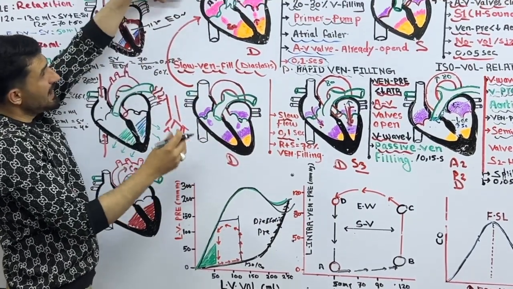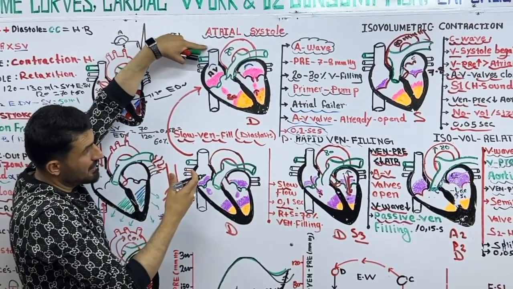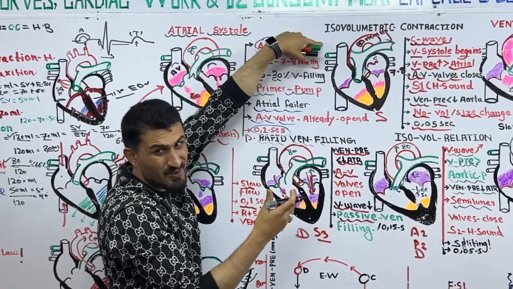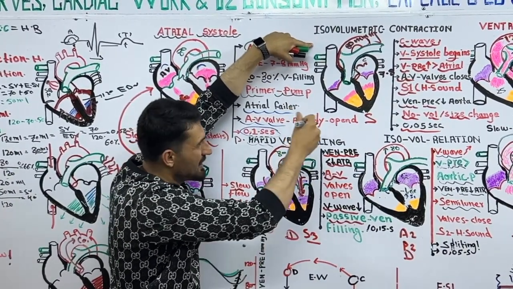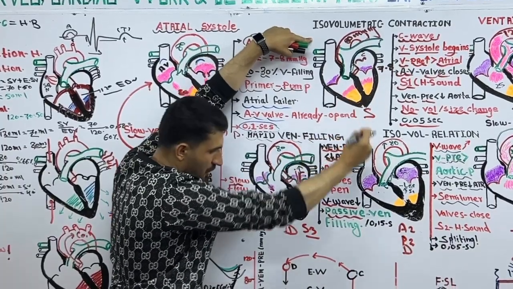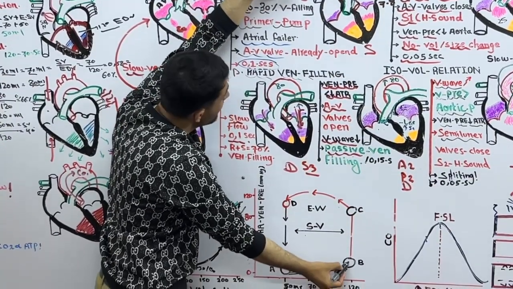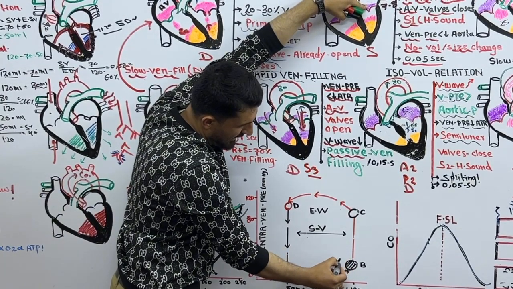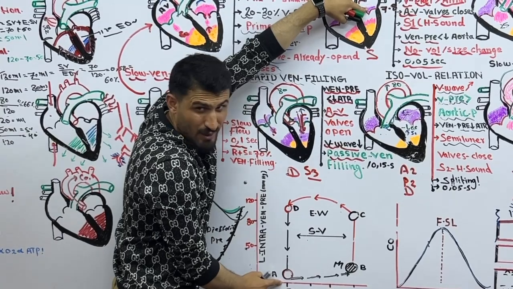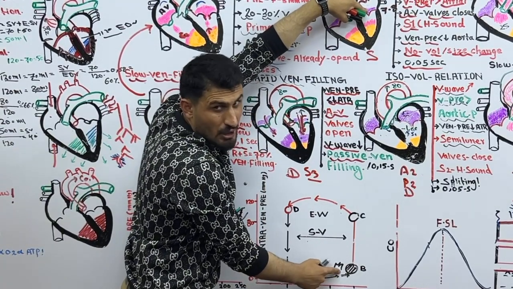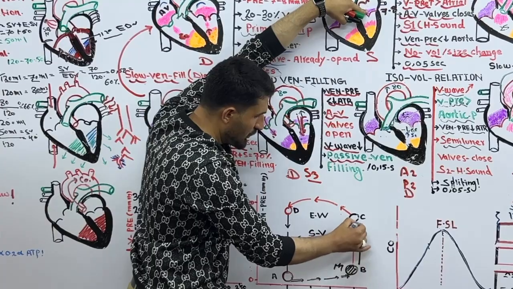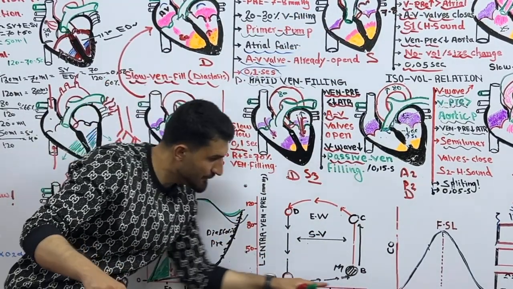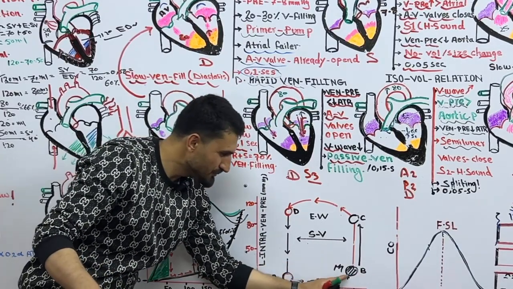So now, after atrial contraction, isovolumic contraction occurs. In isovolumic contraction, the ventricle produces a lot of pressure. Now listen to me carefully. In this phase, which valve is closed? The mitral valve is closed. Here the mitral valve was open, here the mitral valve is closed. So now this pressure will be developed. This is left intraventricular pressure, and this is left ventricular volume. Now listen to me carefully.